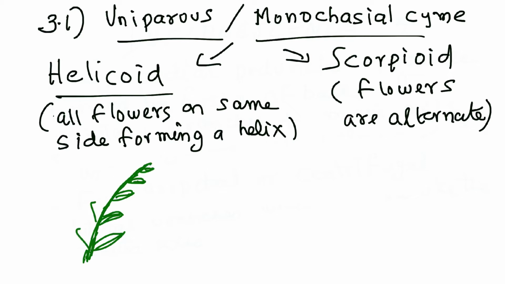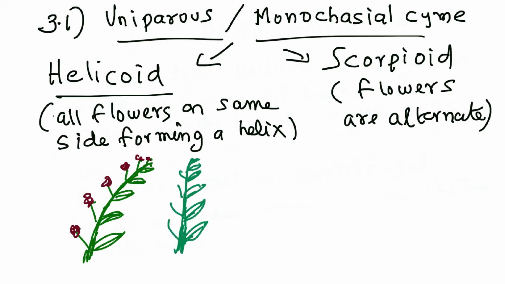So helicoid, we can easily see that you have the flowers on one side of the stem and the axis, and you have the leaves on the other side. It may be curving, or it may be growing straight up. So those two kinds could be there.